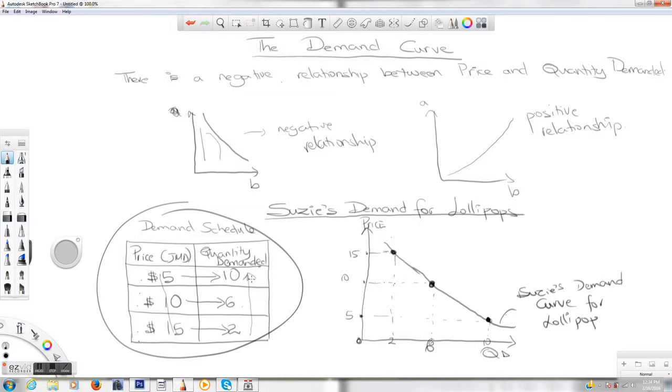So that's the relationship. The schedule will show the negative relationship, and the downward slope of the demand curve confirms the negative relationship between price and the quantity demanded.